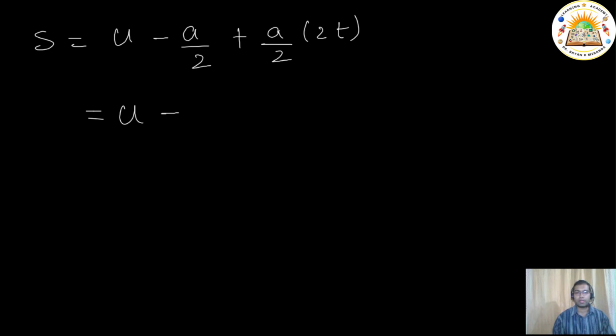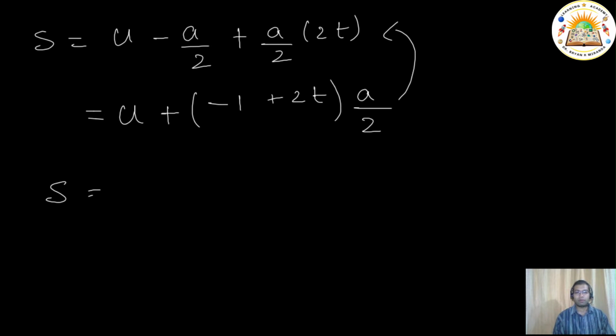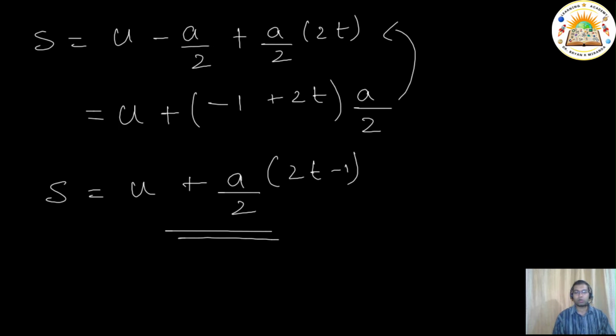Now we'll take that common. When I take a by 2 common here, within the bracket I will have minus 1 plus 2t of a by 2. So when I multiply it here, I'll get back this equation. Or I can rephrase and write this as S is equal to u plus a by 2 times 2t minus 1. So this is the equation to calculate the displacement or the distance traveled in a particular time. I can put my value of t here and correspondingly calculate the value of S.